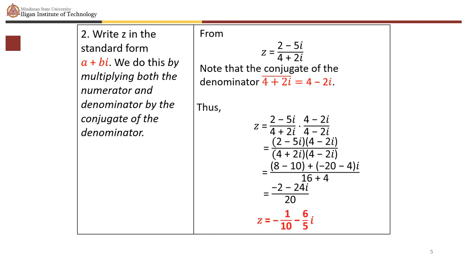So meaning to say here, z is now equal to negative 1 over 10, because negative 2 divided by 20 is negative 1 over 10, and negative 24i divided by 20 is equal to negative 6 over 5 i. Therefore, the solution set is the set containing negative 1 over 10 minus 6 over 5 i.